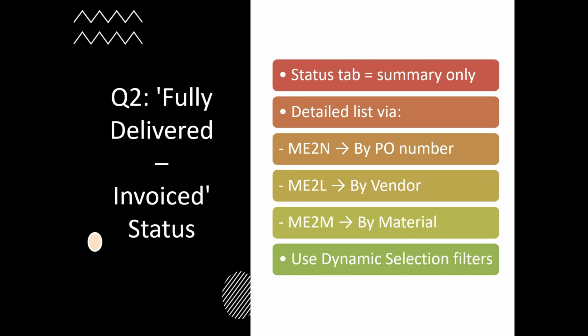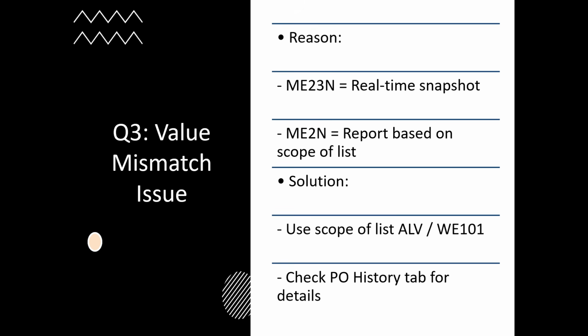So these three are very useful transactions and you have to use these three as well. Or you can use dynamic selection filters for the customized data that you want to see from the list. The third issue is the value mismatch issue. Sometimes the value is not matching. Actually, ME23N is a real-time snapshot, and this report is based on a scope of list, the particular scope of list that we have selected.